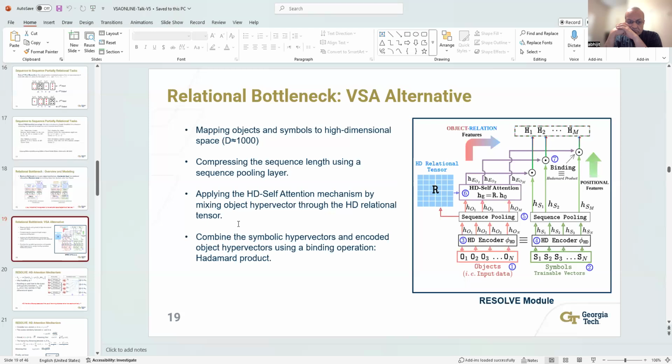Is it clear so far? If I may ask, this relational tensor, what's inside of it? This relational tensor is composed of attention scores that we will compute with a novel HD attention mechanism that we will introduce in the next slide. Okay.